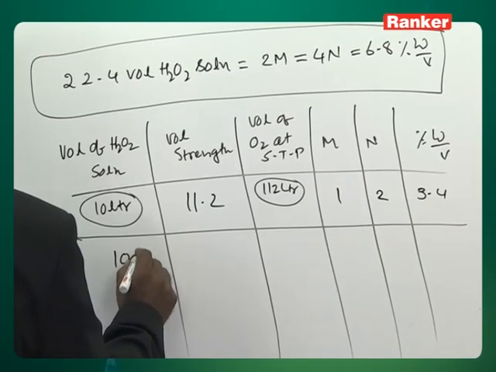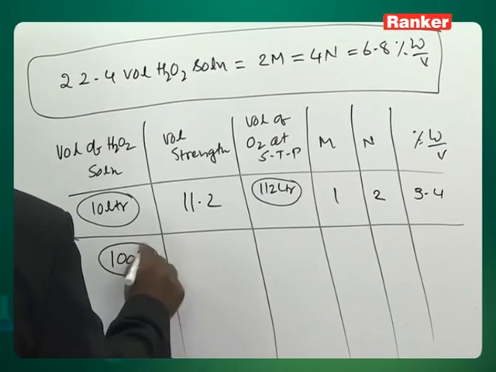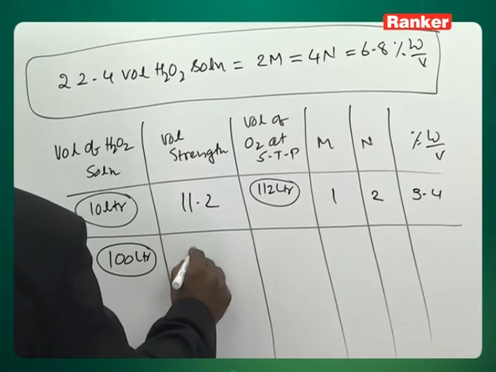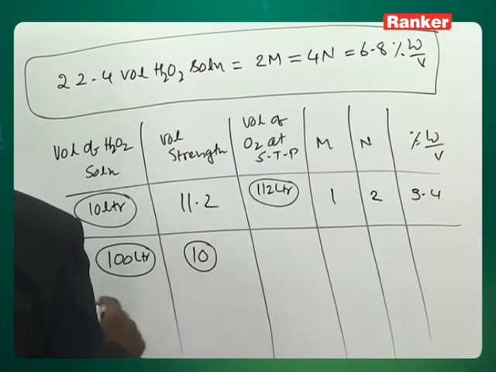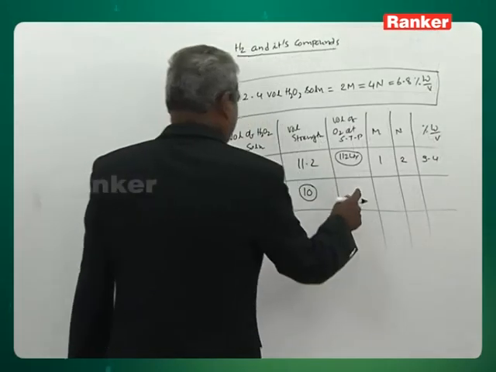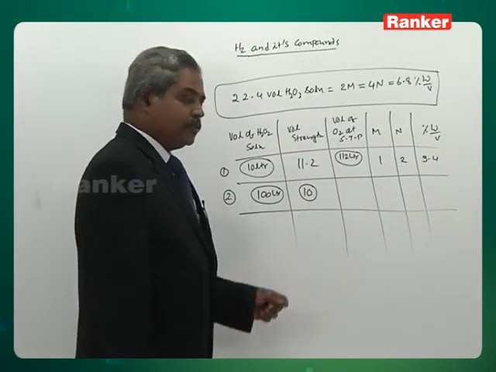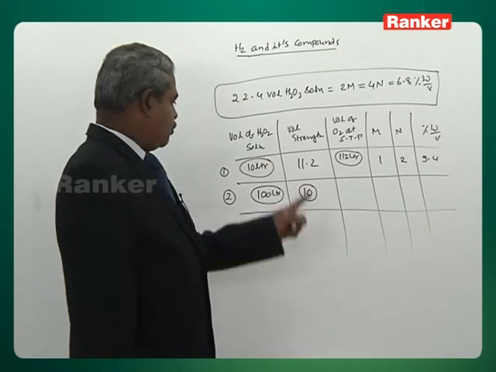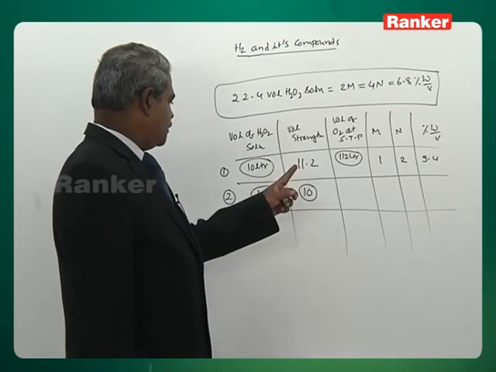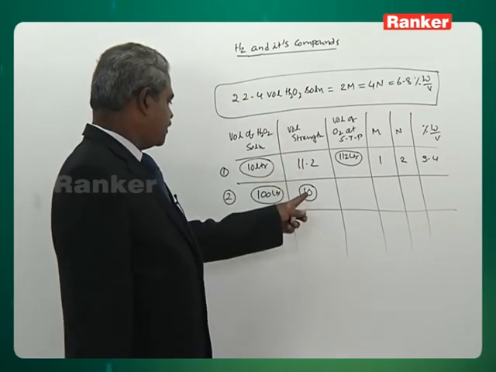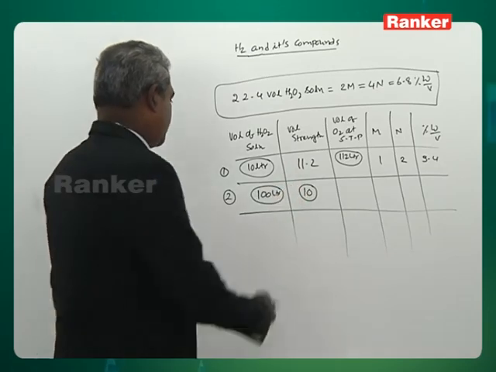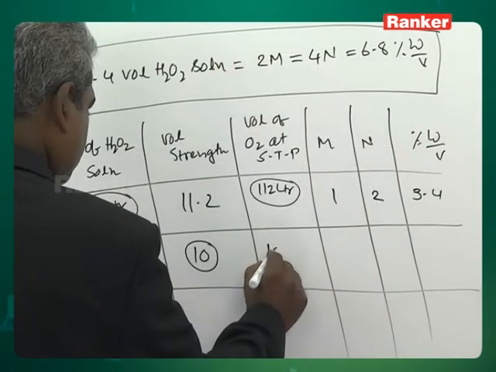100 liters, 10 volume. How much oxygen will I get? 10 volume means 1 liter gives 10 liters. 100 liters gives 1000 liters of oxygen.